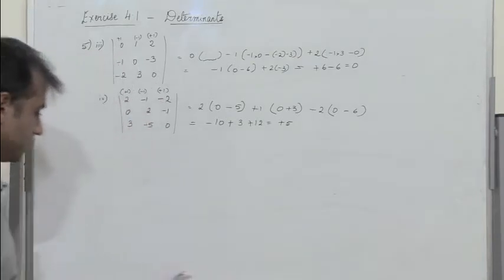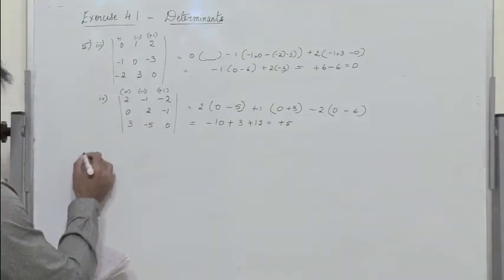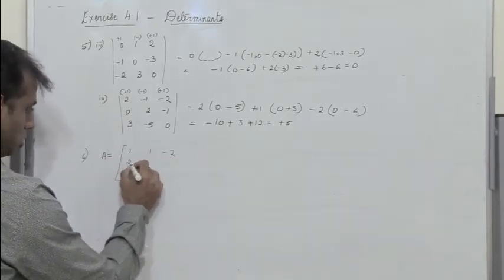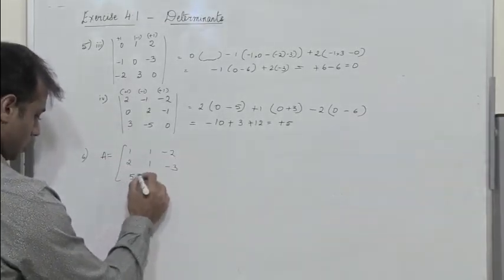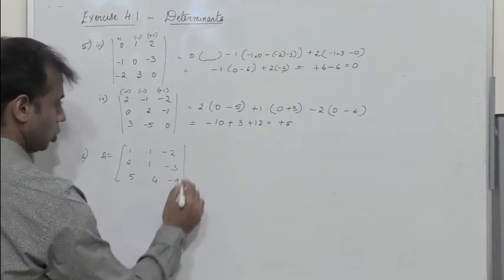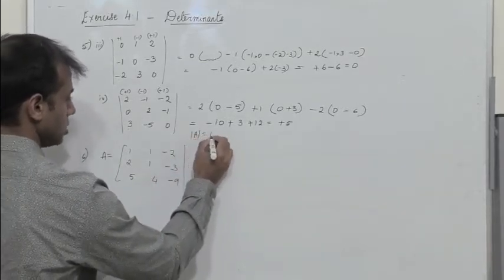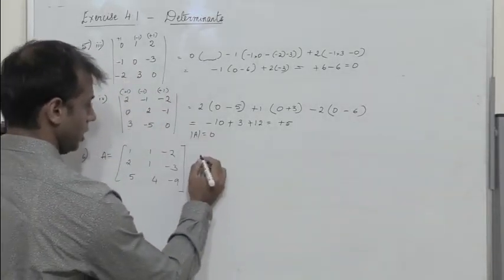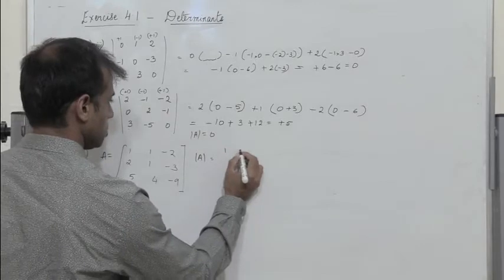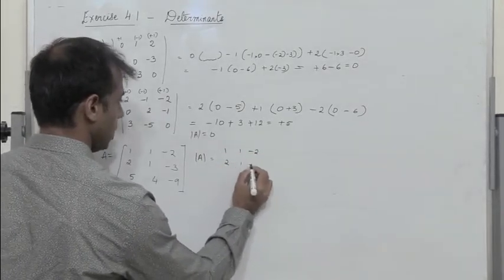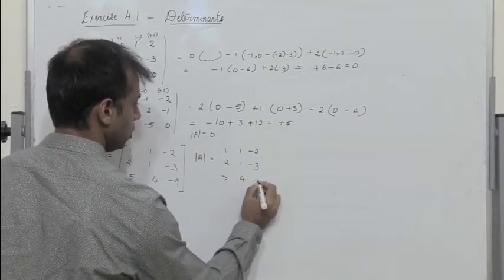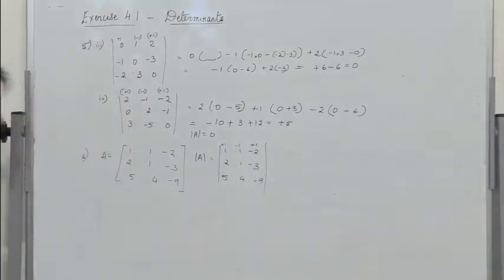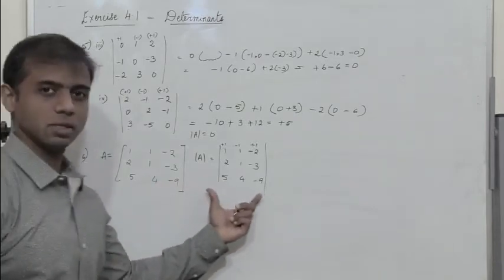So the next problem, 6. Given a 3 cross 3 matrix, 1, 1 minus 2, 2, 1 minus 3, 5, 4 minus 9, show that determinant A equals 0. So let's consider determinant A, which is 1, 1 minus 2, 2, 1 minus 3, 5, 4 minus 9, plus 1 minus 1 plus 1. So the determinant of this should be equal to 0.